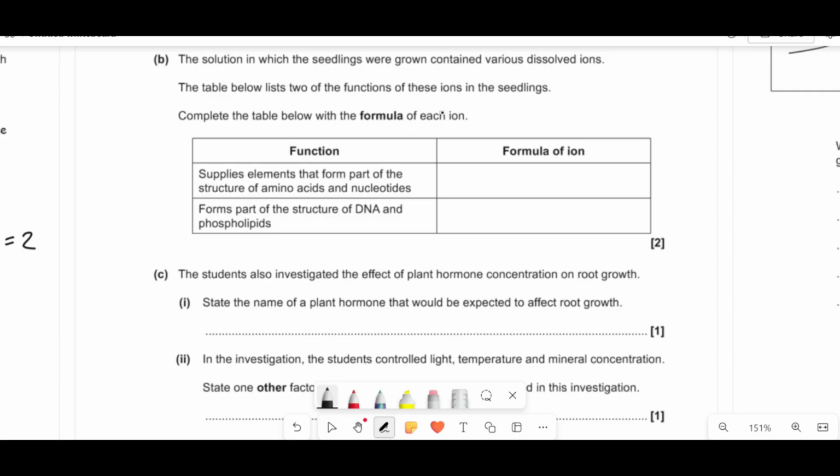The solutions in which the seedlings are grown contain various dissolved ions. The table shows 2 of the functions of these ions, and the seedlings complete the table with the formula of each one. So it says it supplies elements that form parts of the structure of the amino acids and nucleotides. So in that one, it's nitrates, NO3 minus, although it says allow ammonium as well. Then it says forms part of the structure of DNA and phospholipids. So DNA has a phosphate, ribose, and nitrogenous base, and phospholipids, phosphate, and the lipid bit, right? So what's common to both of them is phosphate, which has the formula PO4 3 minus.